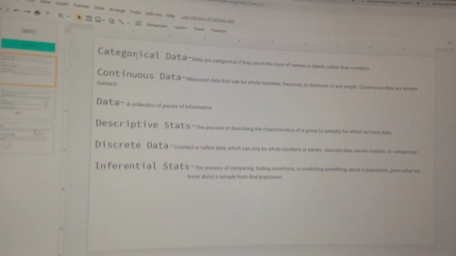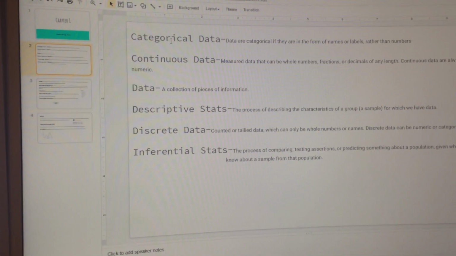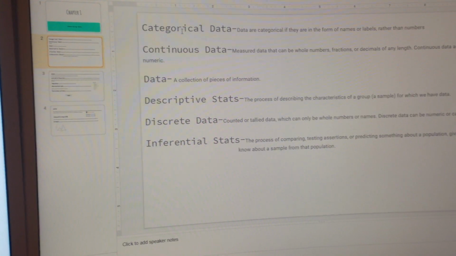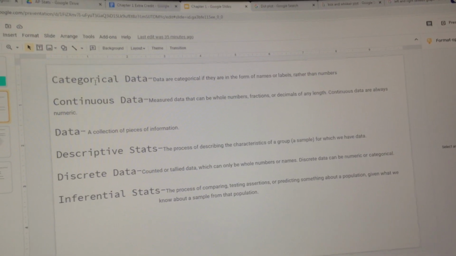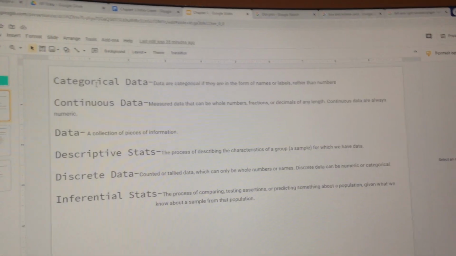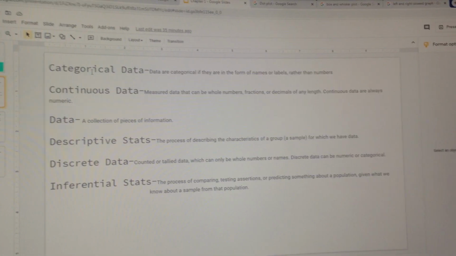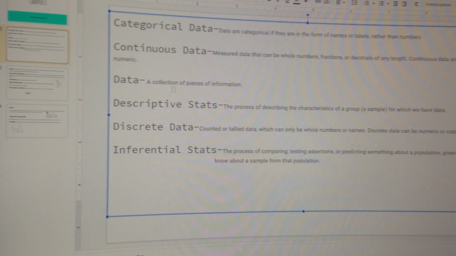Continuous data is data that can be measured in decimals and fractions. So like weight, you can weigh 13.6543286 pounds. So that could be continuous, but if it was people, you can't have 0.6345 of a person. It's just one person or no person. So that would be not continuous. And then data is just a piece of information.